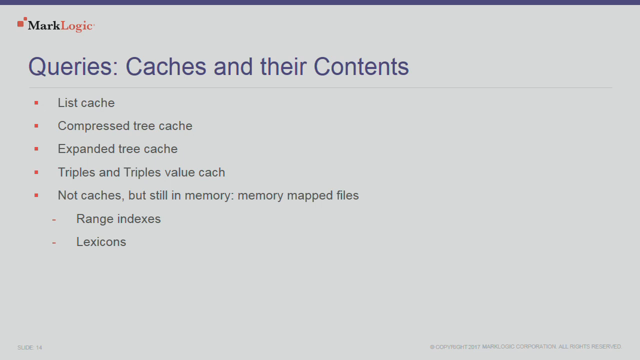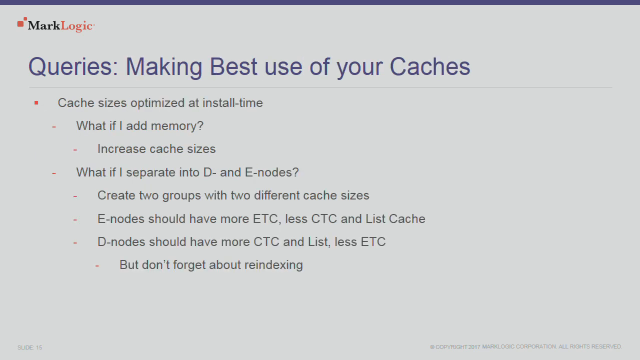That's going to be on your D nodes, where your data cache is. The expanded tree cache is the expanded document. That's going to be on your evaluator node that returns to the calling client. We also have triples and a triple value cache. Those are with the D nodes. And we have some memory map files, range indexes and lexicons, memory map files that are pinned in memory.